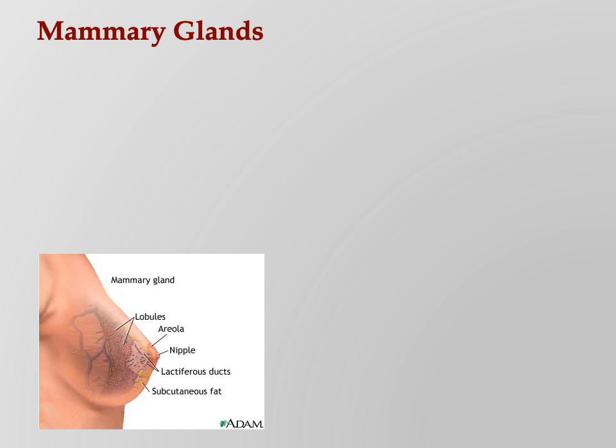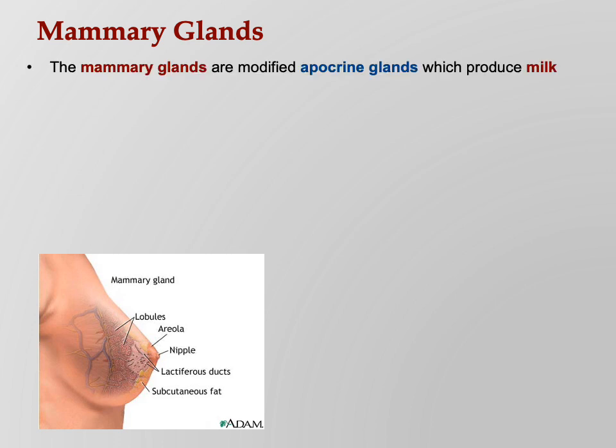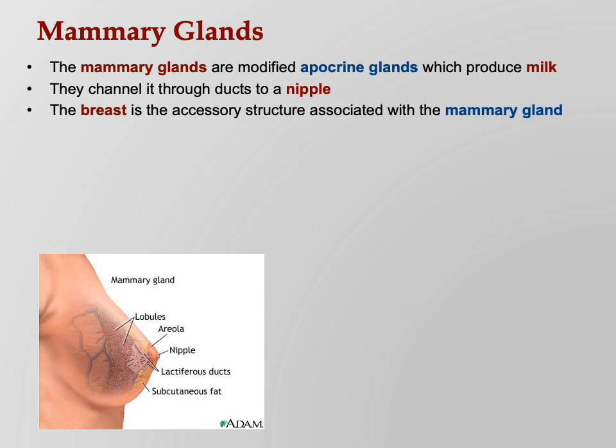And then mammary glands, modified apocrine glands. All right, remember apocrine was a type of sudoriferous gland. They produce milk. They channel it through ducts to a nipple. By the way, there are lots of lactiferous ducts, you can see they're called. And it's not just one. It's not like on a baby bottle. There's not just one duct. There are actually bunches of them, like 10 or so.